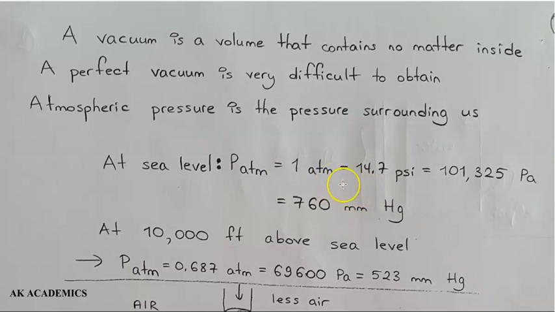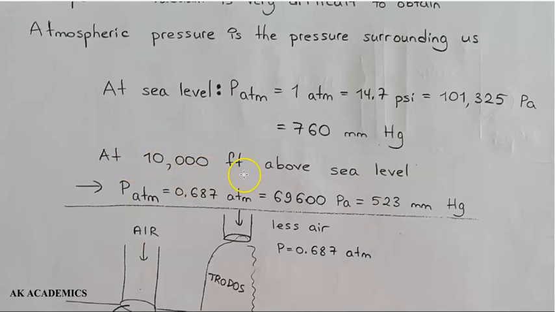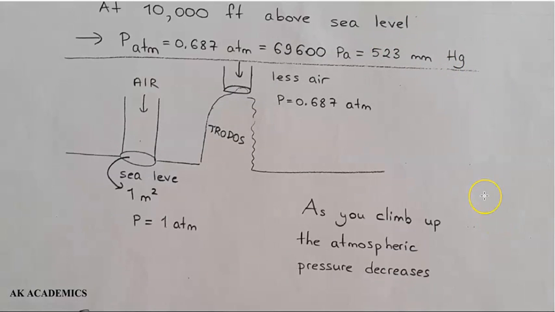Okay, and that is equal to 14.7 pounds per square inch, which is equal to 101.325 kilopascal, which is also equal to 760 millimeter mercury. At 10,000 feet above sea level, atmospheric pressure is equal to 0.687 atmosphere, which is equal to 69,600 pascal, and that is equal to 523 millimeter mercury. This Hg represents mercury. Okay.